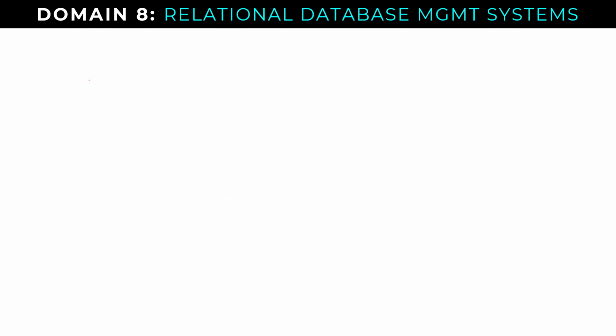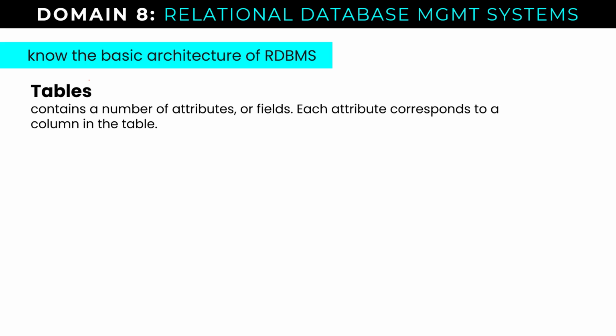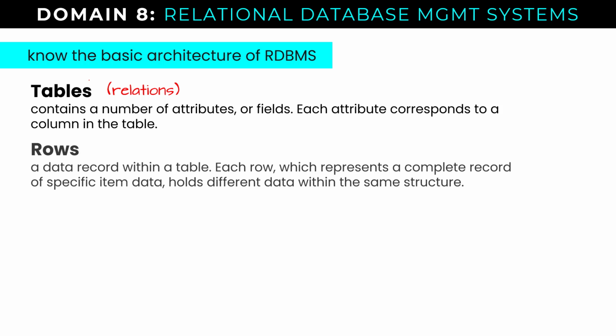So let's start with Relational Database Management Systems. RDBMS is the acronym. You need to know the basic architecture of relational databases. So relational databases contain tables, sometimes called relations. A table will contain a number of fields, and each attribute corresponds to a column in the table. And I'll talk you through these, and then I'm going to show you an example which will lock this in for you. So rows are essentially data records. So one row of data is a record.